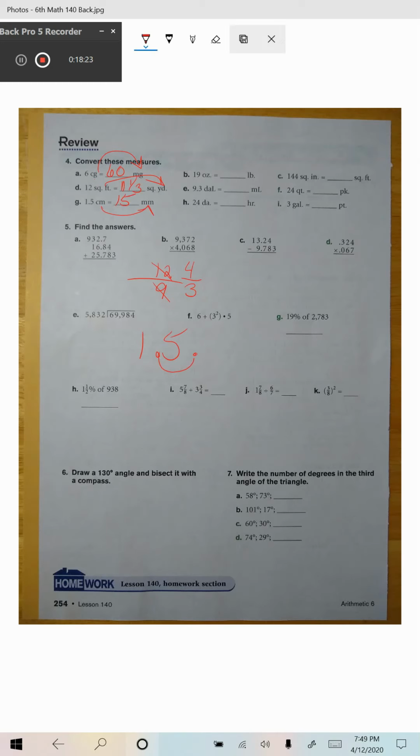19 ounces is how many pounds? Ounces to pounds is smaller to larger. So 19 over how many ounces in a pound? 16. That cannot be reduced. 16 will go into 19 one time with 3 left over.